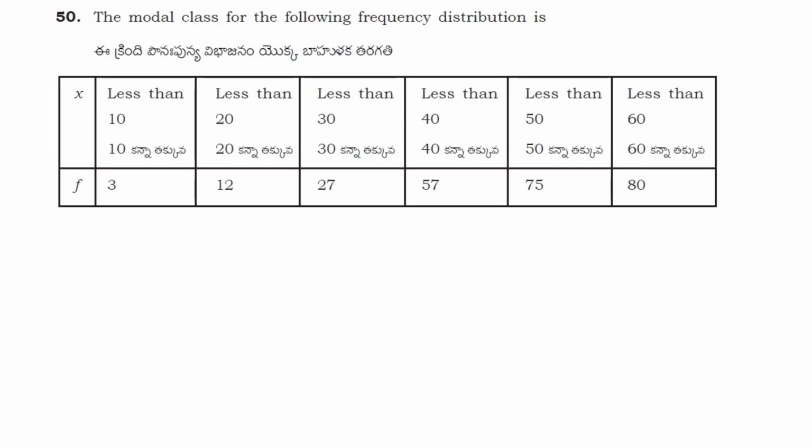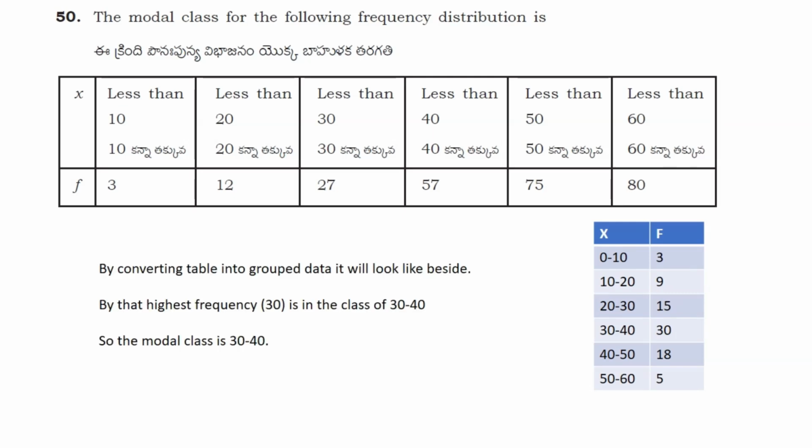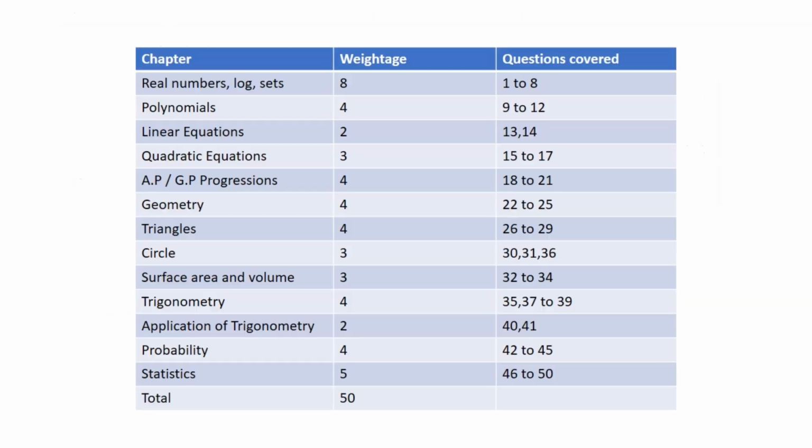Next, the modal class for the following frequency distribution is. By converting the table into grouped data, it will look like this beside. By that, the highest frequency 30 is in the class 30 to 40. So the modal class is 30 to 40, right?